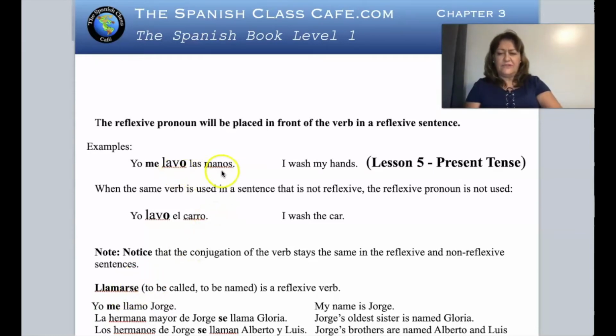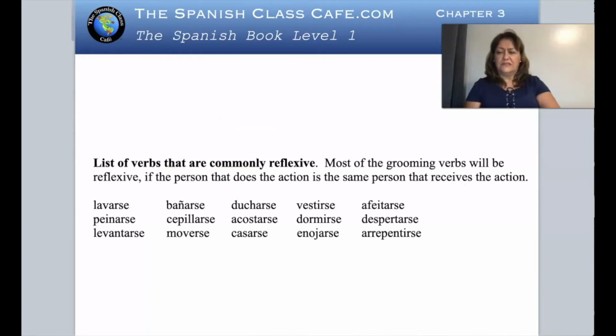And lavar, this is lavarse. In any case, that will also be an AR verb, and the se will indicate that it is a reflexive verb. And the same will happen with the ER and the IR. We will have ER-SE or IR-SE. That's how you find them in the dictionary. And that is a little flag telling you, I am reflexive. Don't forget to use the reflexive pronoun in the sentence.